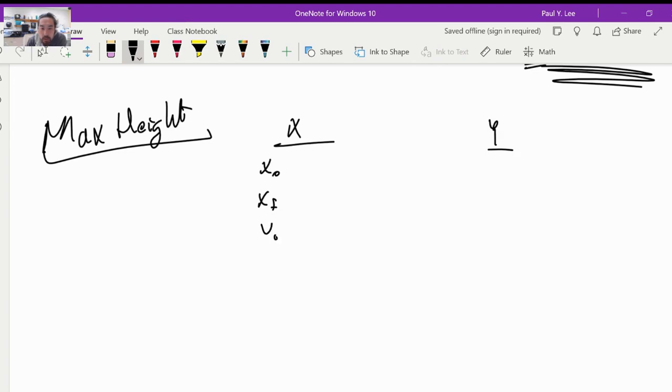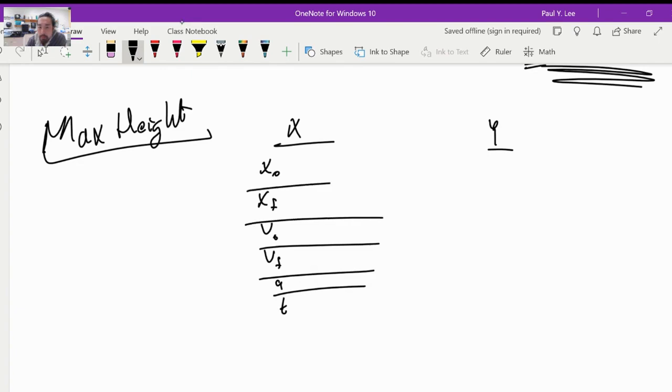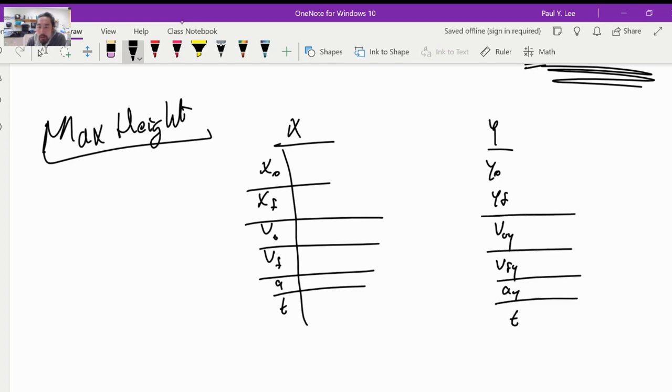So I'm just quickly jotting down the tables. All right. So YO, YF, VY, VFY, A sub Y, and T. All right, so here's our table. Now the big difference here is one, our total range will change because now it's half the range or half the total range. So that'll be different, but everything else is the same as from before.